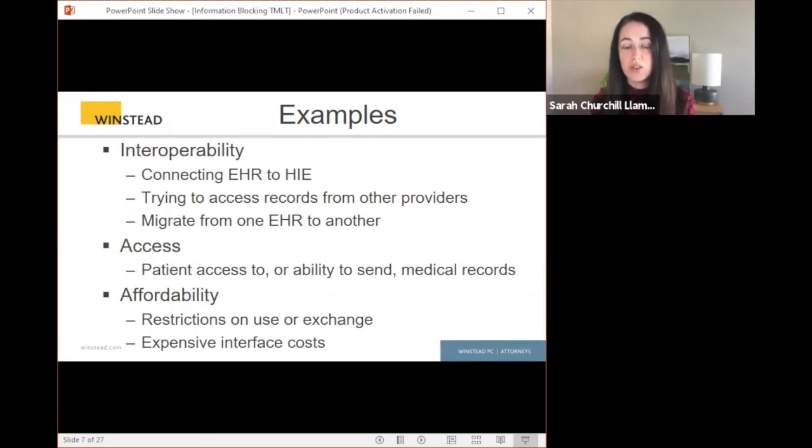Access, so patient access to or ability to send medical records, and then affordability, so restrictions on use or exchange, whether that's by contract or other means, and having expensive interface costs. I think this is a really important one. And I hope that will help create a change in how much they're charging for some of these interfaces.